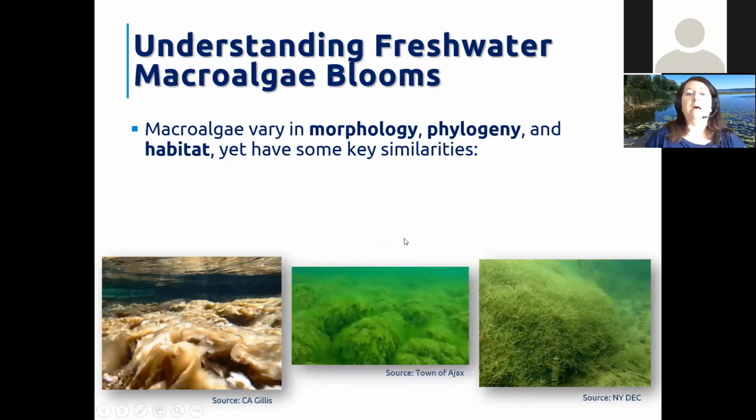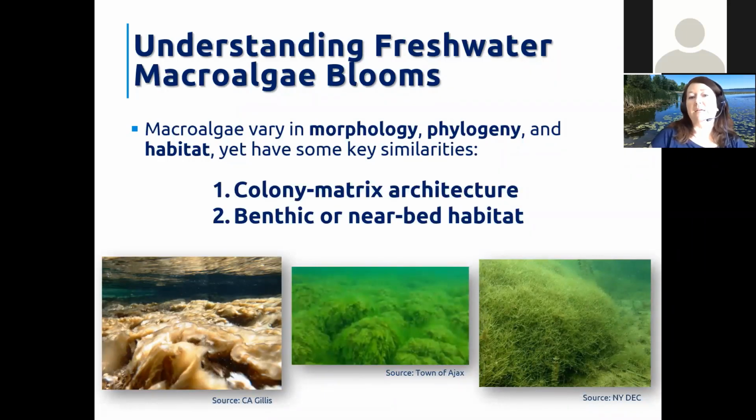So what is it about macroalgae that perhaps could be driving bloom-level growth for particular taxa, such as Didymosphenia and Cladophora and Nitellopsis obtusa? It makes it very difficult to lump them because they are very diverse in their morphology, their phylogeny, and their habitat. Each one of these species lives in very different habitat conditions. But they do have some key similarities that may provide some insight into why they can grow to such high levels and basically smother other species of macroalgae.